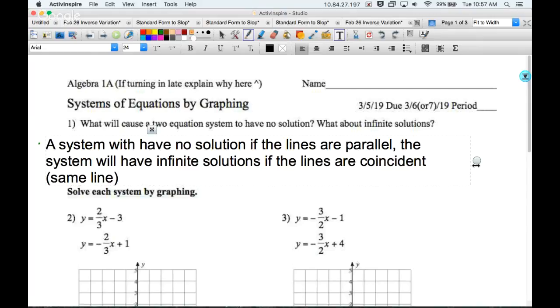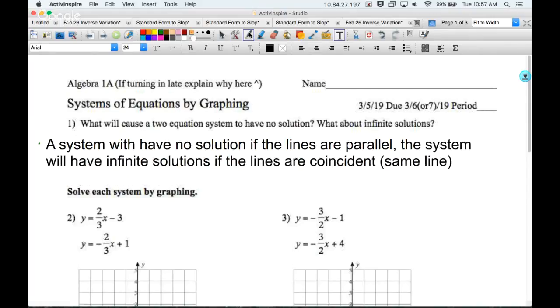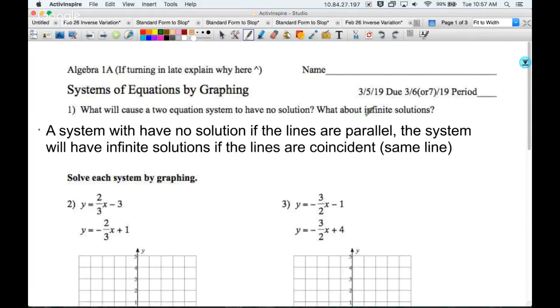And I think to help this explanation, we could have a little drawing of parallel lines, two lines that are next to each other, and coincident lines, two lines right on top of each other. All right.